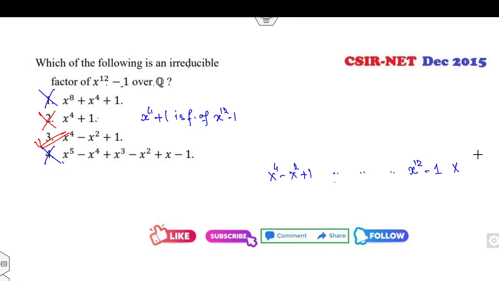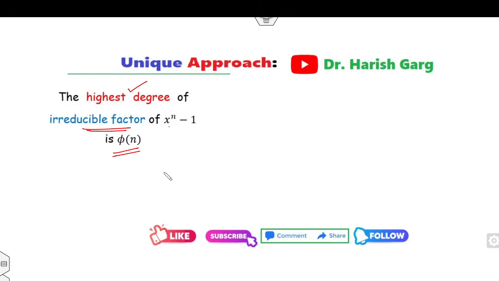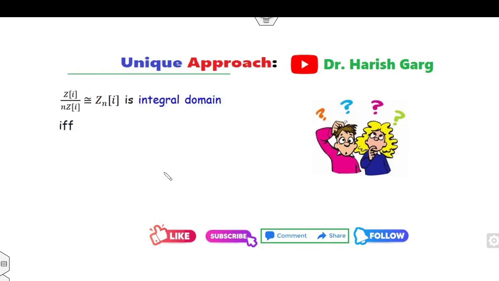Only this option will be the right answer of this problem. You can see, if I assume x raised to power 4 is minus 1, then x raised to power 12 is minus 1. That means x raised to power 12 plus 1 is 0, which is not true. So that means this option is not satisfied. So the third option is the right answer of this problem. Okay, look at another one.